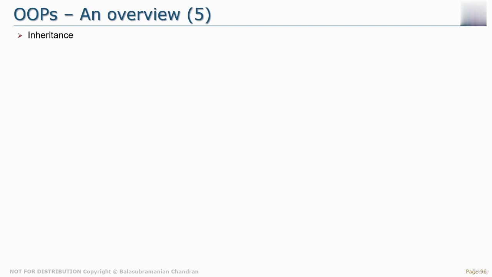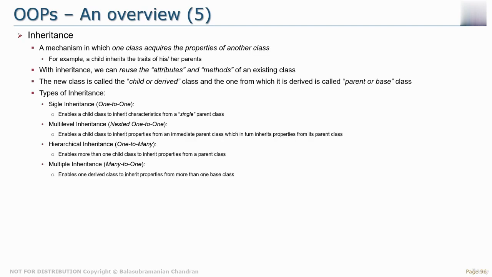Let's summarize the different types of inheritance. Inheritance is a mechanism in which one class acquires the properties of another class. For example, a child inherits the traits of his or her parents. With inheritance, we can reuse the attributes and methods of an existing class.